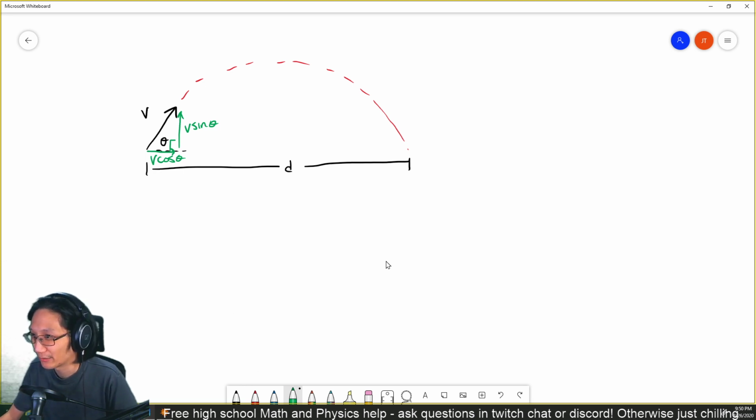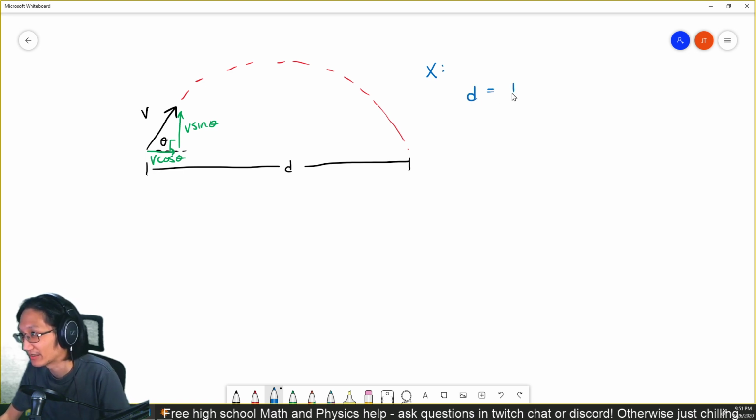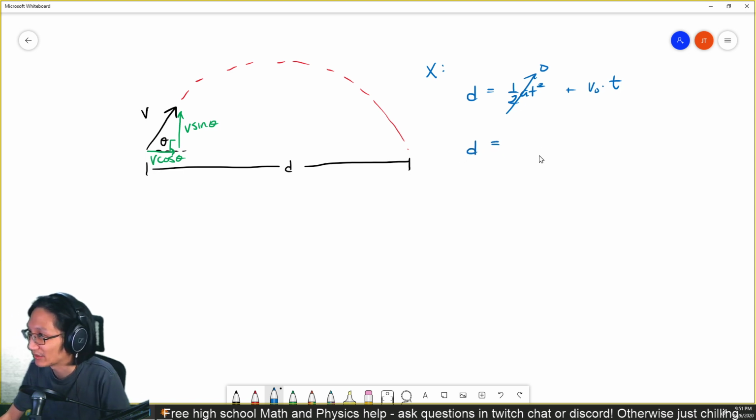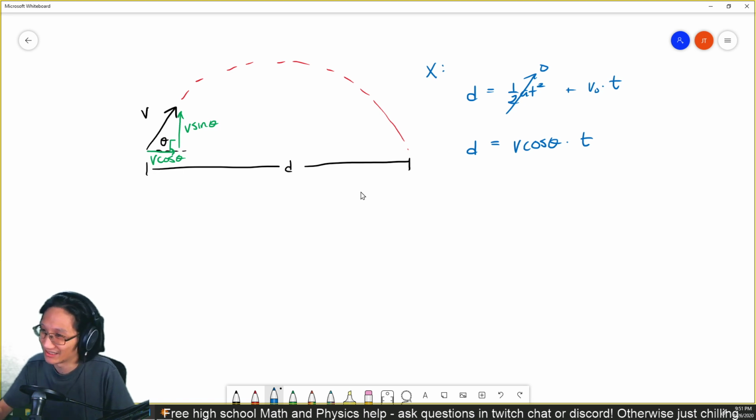Now, if we're writing the kinematic equations for the x-coordinate system, the x-coordinate is going to have no horizontal acceleration. So in the displacement equation, the a term is going to go to 0, and we only have to worry about the initial velocity multiplied by the time. So the displacement in the x direction for a projectile like this is going to equal the initial x velocity, which was v cosine theta, multiplied by the time that it takes for this thing to fly through the air and hit the ground.